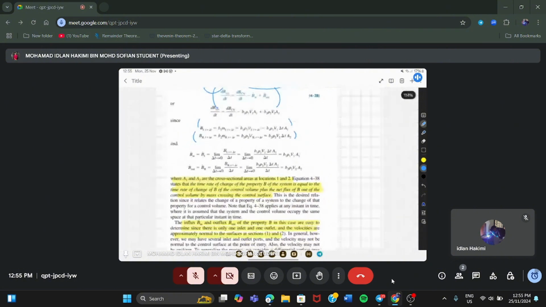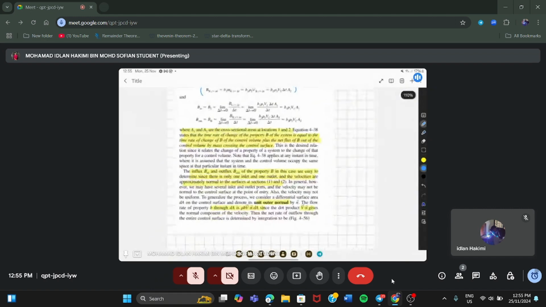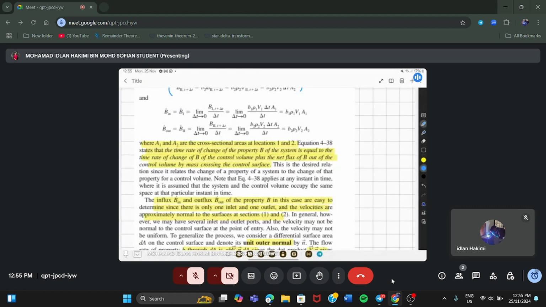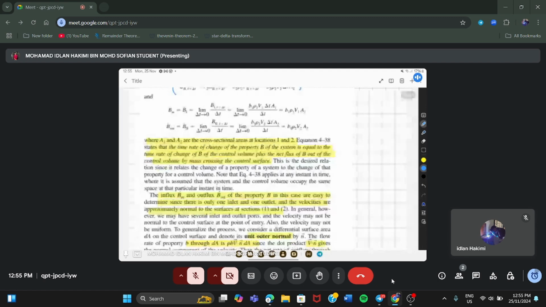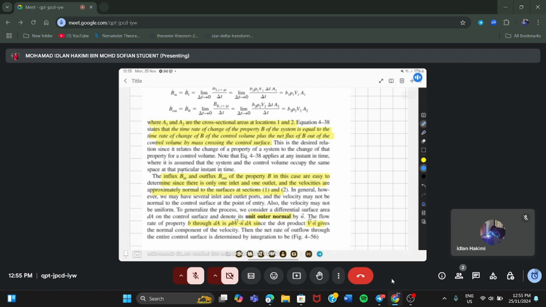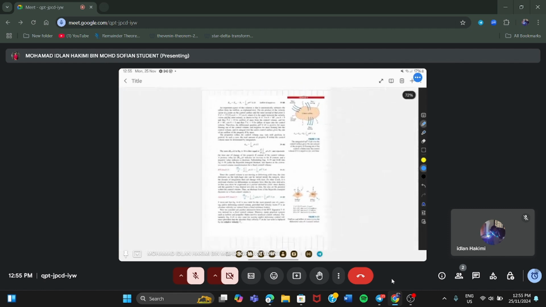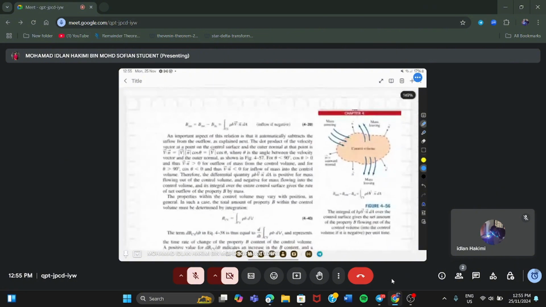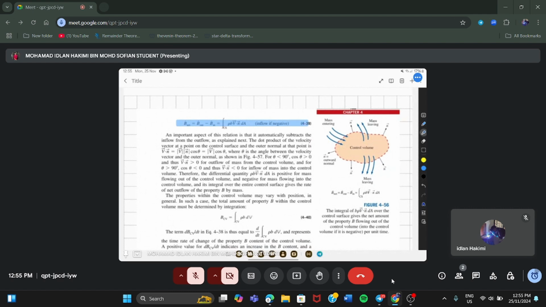So for equations 1 and 2, the time rate of change of property B of the system is equal to the time rate of change of B of the control volume plus the net flux through the control volume by crossing the control surface. The influx B dot in and outflux B dot out of the property B in this case are easy to determine since there is only one inlet and one outlet. The velocities are presumably normal to the surface at sections 1 and 2. For the other ones, this is a generalization of the equations.